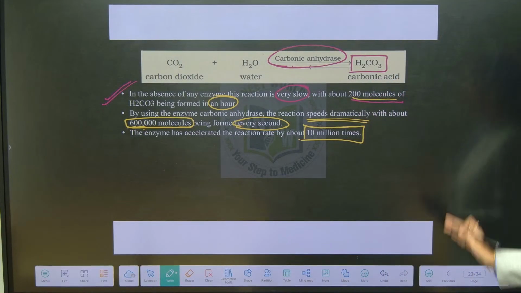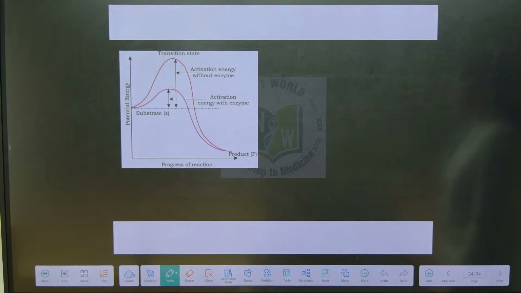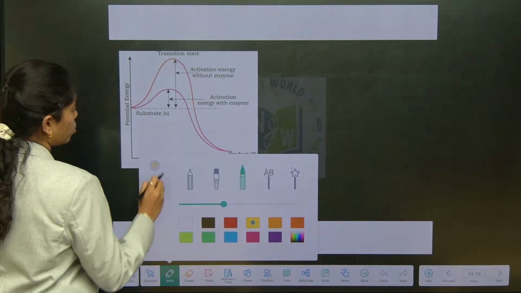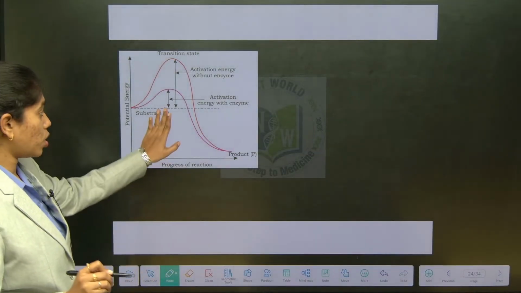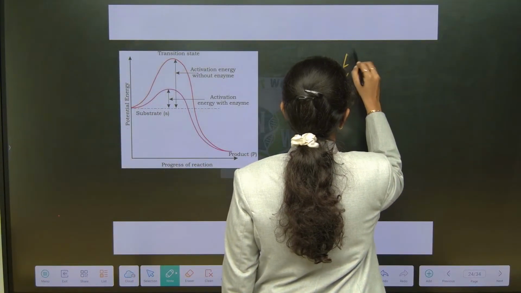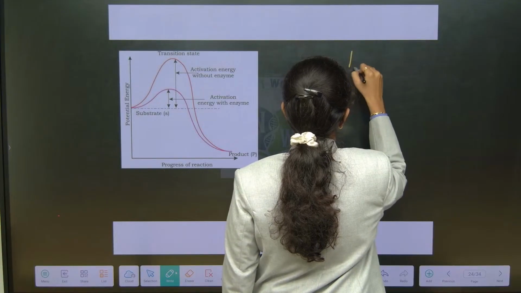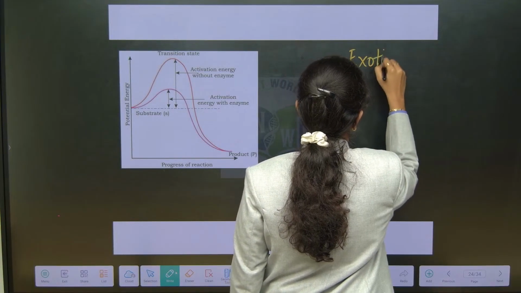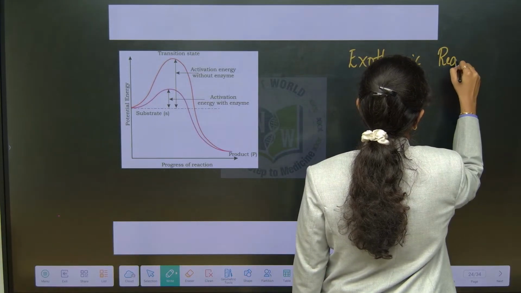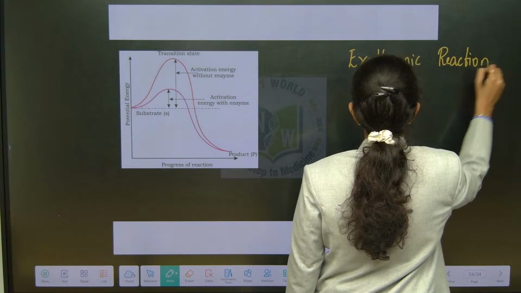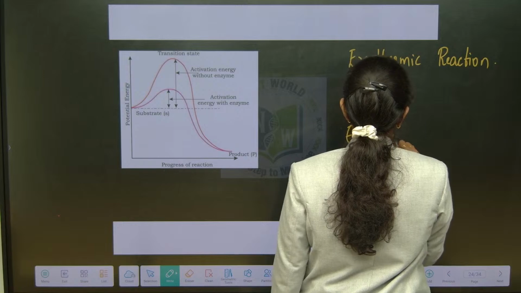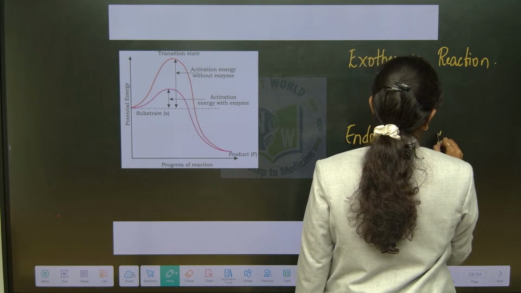These are the direct liners of your NCERT. Here we go with the graph, the most important one. So here I will give you two types of reactions. Based on the graph you can analyze whether it is an exothermic chemical reaction or an endothermic reaction.